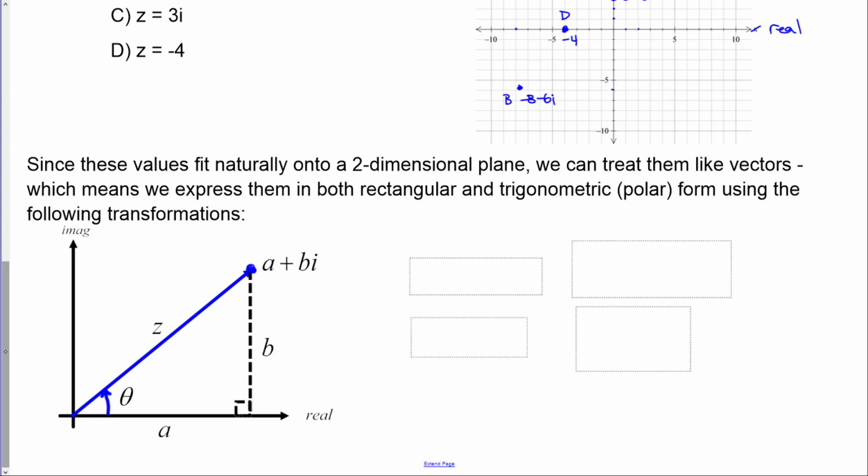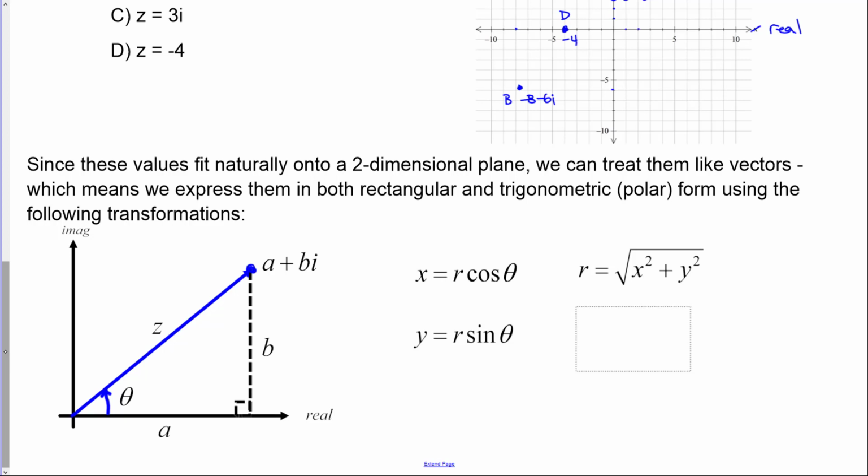So we can use the transformations that we learned earlier. x equals r cosine theta, y equals r sine theta, r equals the square root of x squared plus y squared. And actually, the thing that I have listed as a z here is what I'm referring to as r in this situation. And tangent of theta is y over x. So we can express these complex numbers in both rectangular and polar form.